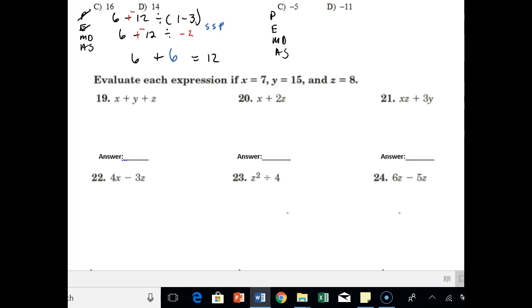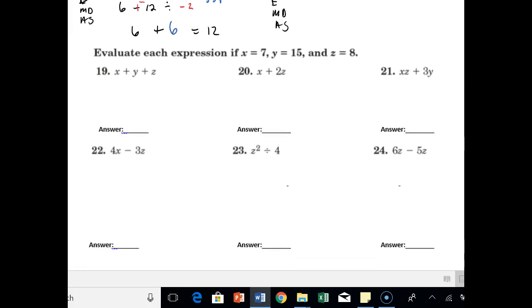All right, and lastly, on number 19 through 24, these are problems like we saw on a homework before. Basically, what I'm asking you to do is to take these values and plug in for the variables, right? So x plus y plus z is actually written as x is 7, so 7 plus y is 15 plus z is 8. So basically, you're just doing order of operations to say what is 7 plus 15 plus 8. And you get your answer of 30, right? Because 7 plus 15 is 22. 22 plus 8 is 30.